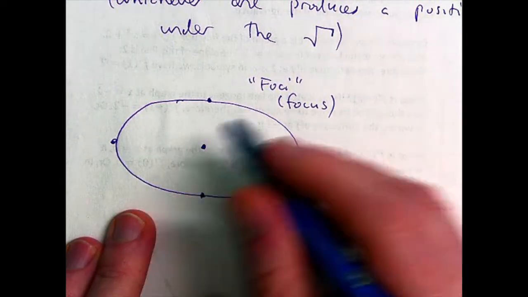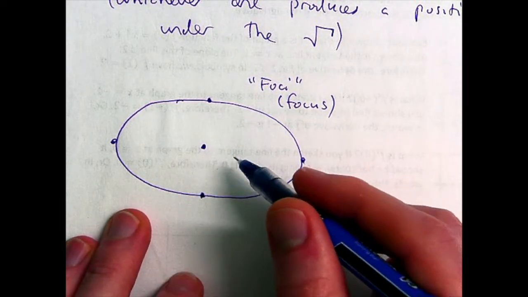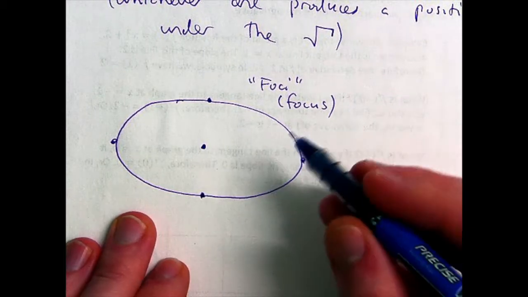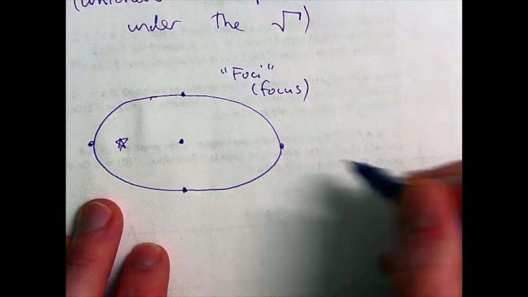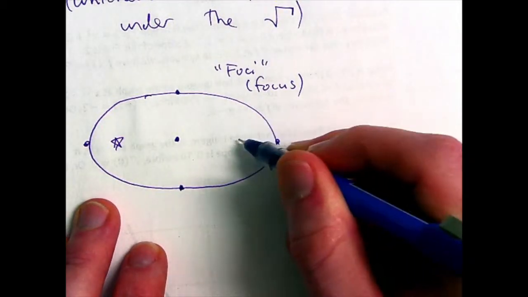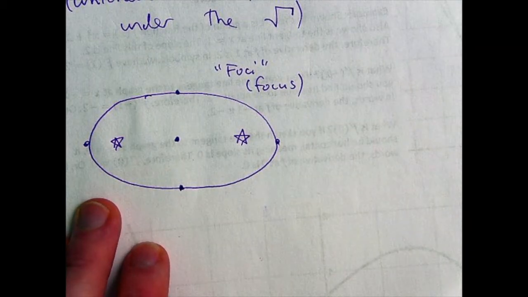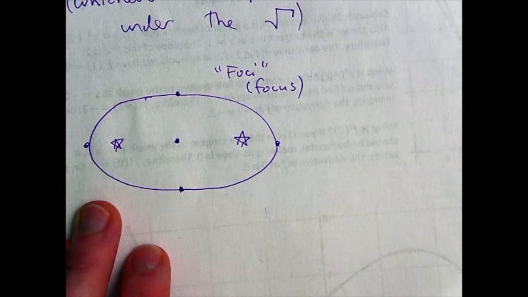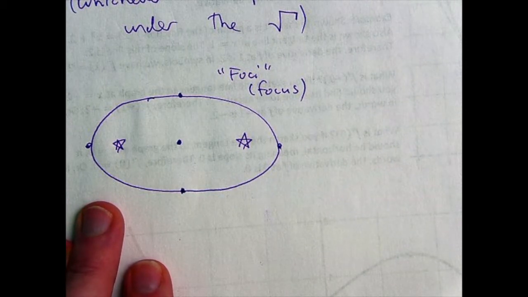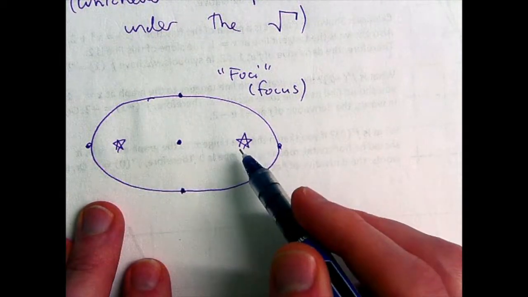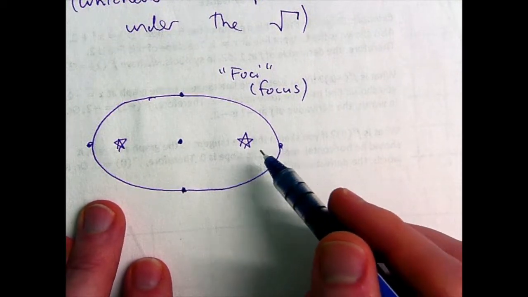In this picture right here, there are always two of them. One of the foci would be maybe about here, and the other focus would be perhaps here. I use stars to represent the foci. They're not technically part of the ellipse. What I want to say is that there is a geometric meaning to the foci, which I'll explain in just a second. Actually, I'll explain it now.